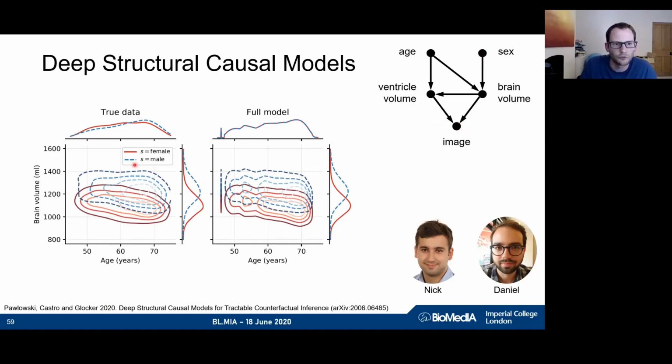So here I'm just showing you, we had some true data. This is from UK Biobank. I think in this study we had 15,000 brain scans. And we looked at things like brain volume, age, sex, and ventricle volume, which I'm not showing in these graphs. But this is the true data, if you plot it, at least for these three variables. And this is what our model learned. And it's pretty close. So it learned these relationships between these variables in a really faithful way. Good. So now we have just learned what the observational data looks like.